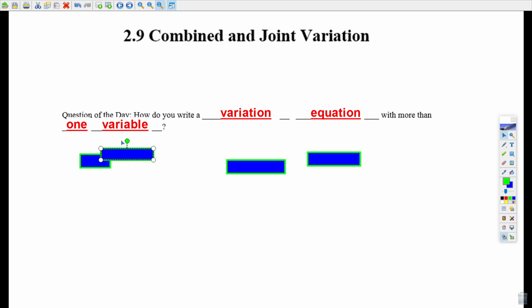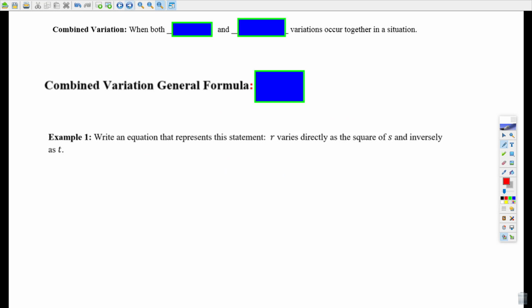So far, we've only talked about one specific variable, usually x, like y equals kx or y equals k divided by x to the n. But now we're going to be adding some more variables, more than just one. So the first one is called combined variation. This is when you have both direct and inverse variations that occur together in the same situation.